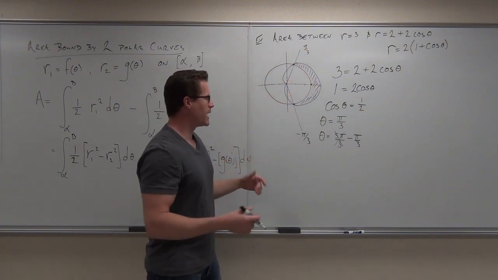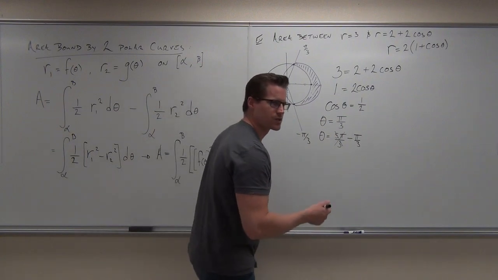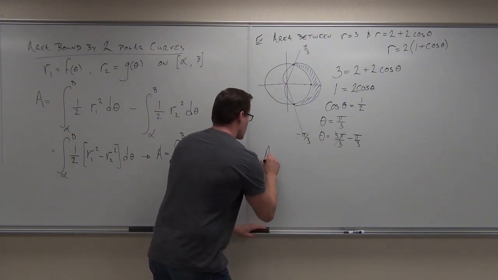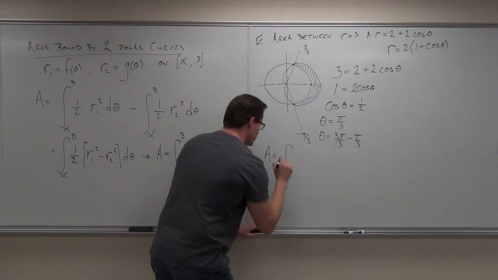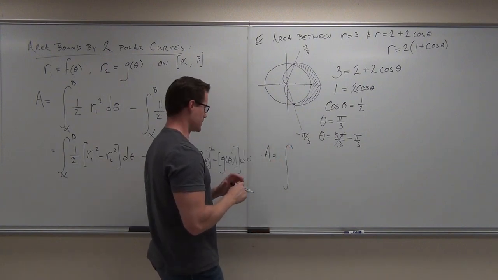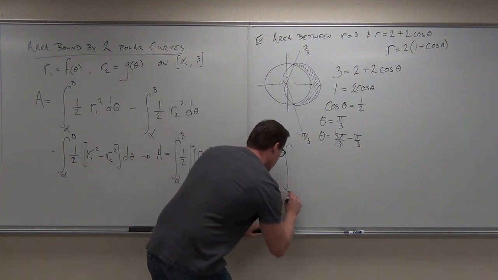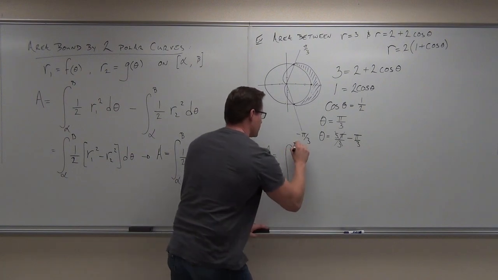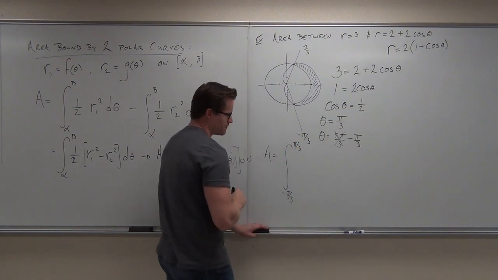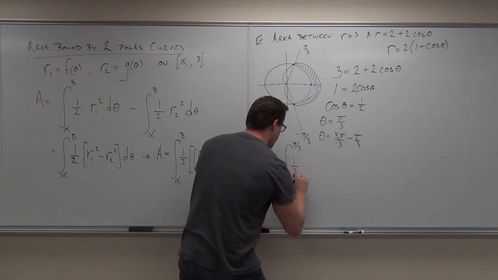So let's go ahead and set this thing up, and then we'll work on the integral together, okay? So our area, we're ready to go. Where's our integral going to start, please? Negative pi over 3. Very good. Where's our integral going to stop? Pi over 3. What am I going to have here? One half. Okay, that's our formula. One half.